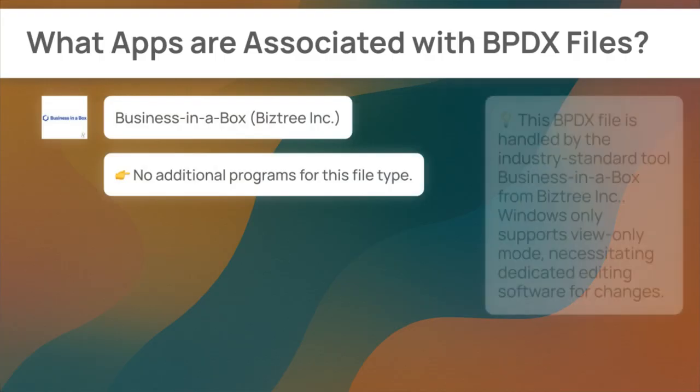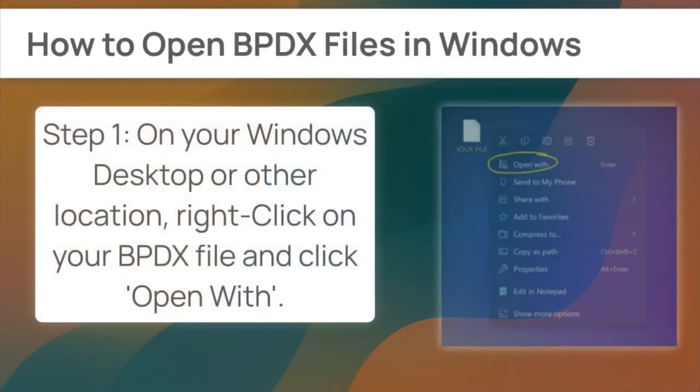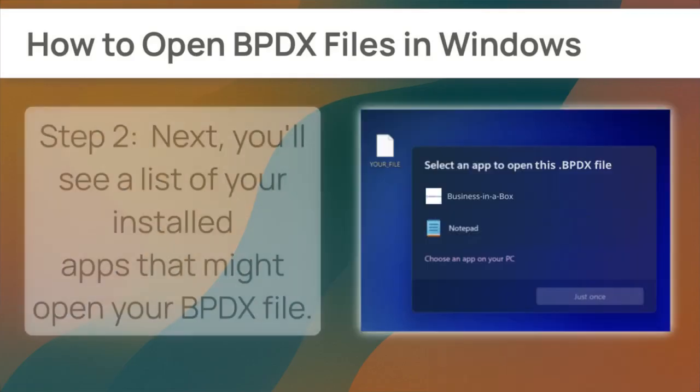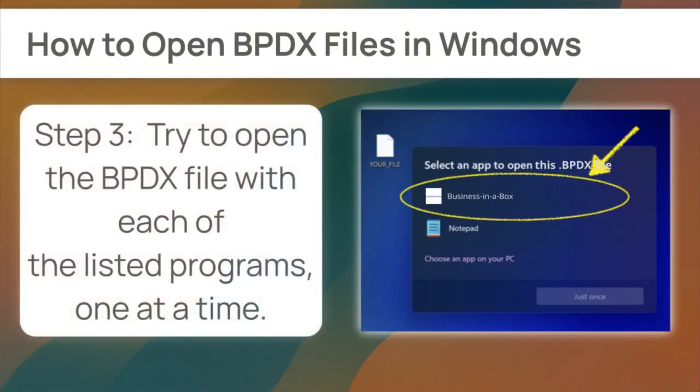Windows only supports view-only mode, necessitating dedicated editing software for changes. Windows interprets only basic document elements, so advanced editing must occur in a full-featured editor. This is the first diagnostic step. Right-click your BPDX file and click Open With. Test with Business-in-a-Box first. If it's not there, choose a different application. Sometimes a generic viewer works better.